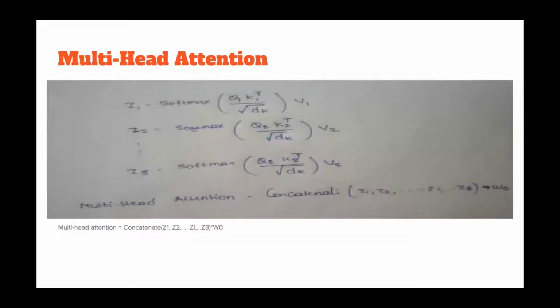So this is how we calculate multi-head attention. Let's say Z1 is what we calculated previously: we apply softmax on the dot product between the query and key matrices divided by root of dk, into the value matrix. We do it eight times, so Z1 up to Z8. Then we concatenate Z1, Z2 up to Z8, and multiply with the weight matrix W0. This is how multi-head attention is calculated.